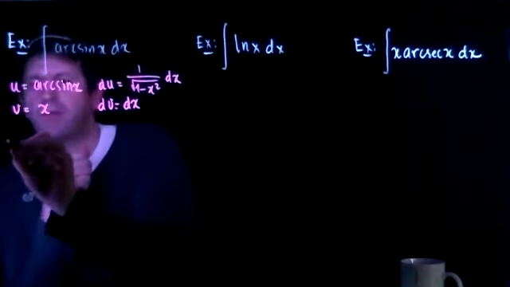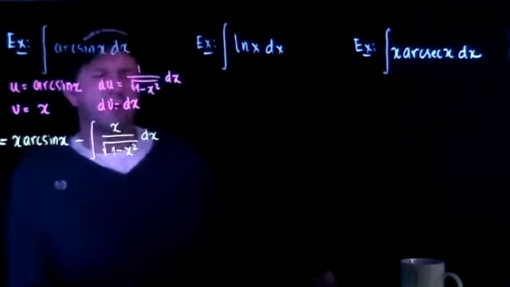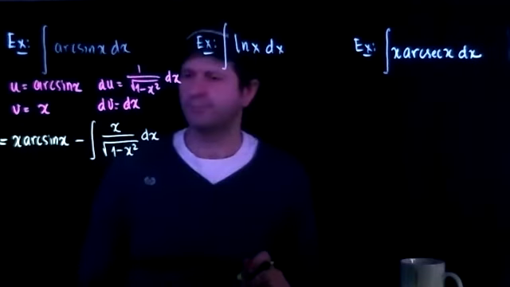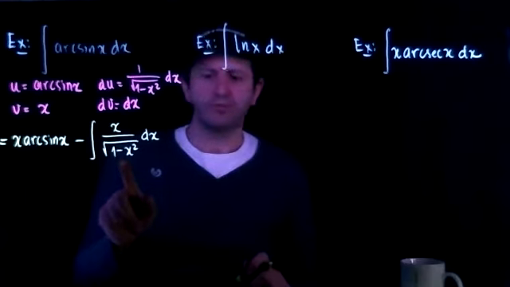Okay, let's apply the integration by parts. So uv, x arcsine x, minus the integral of v times du, which is x over the square root of 1 minus x squared dx. Okay, so far? So now I just have this integral to evaluate.